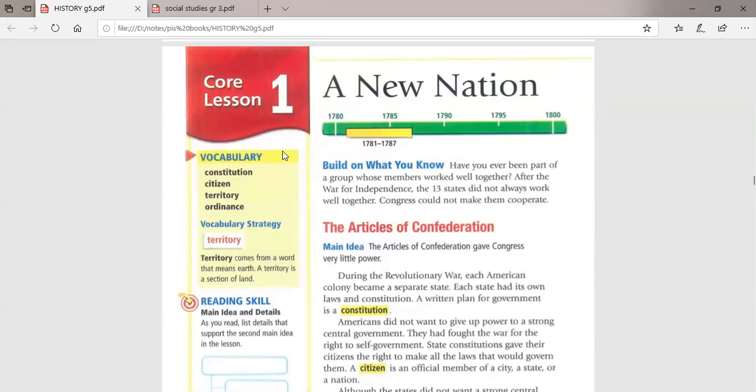So today, grade 5, we're going to start revising chapter 9, lesson 1, a new nation. We took that lesson before, but I'm going to repeat it for you. This is a chance for you to study the lesson again, because next week is a week of revision and project.